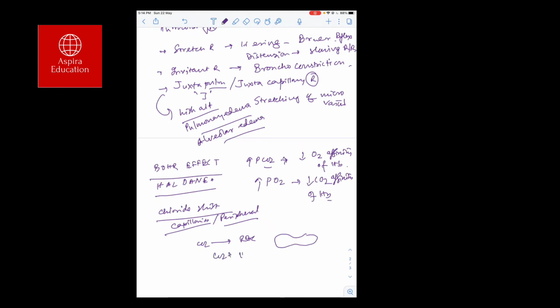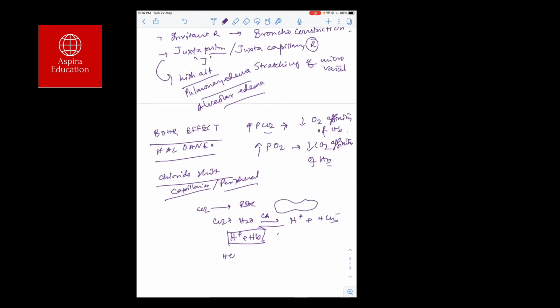Once it is inside the RBC, CO2 combines with H2O, and there's an enzyme, we call it carbonic anhydrase enzyme, that makes two things: H plus and HCO3 minus. This H plus combines with hemoglobin, so basically it becomes a reduced hemoglobin, and HCO3 moves out in exchange of chloride. So basically what we get is chloride ion entering into the RBC.